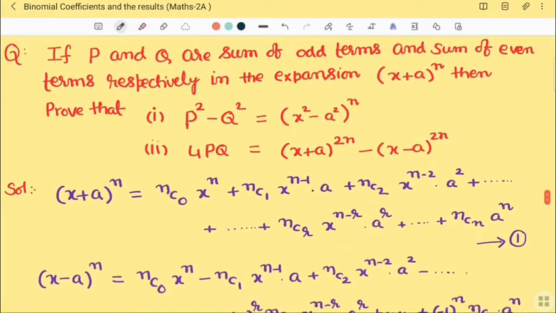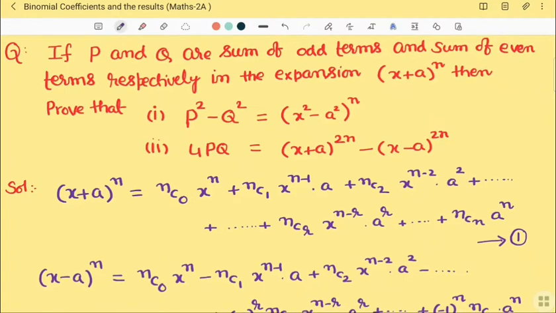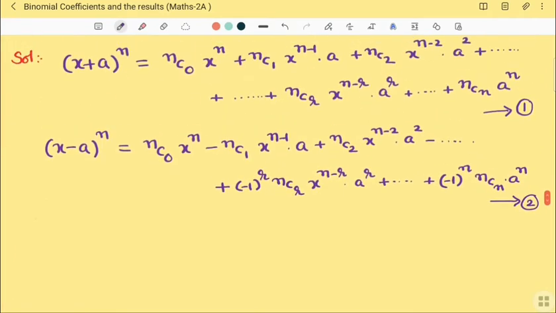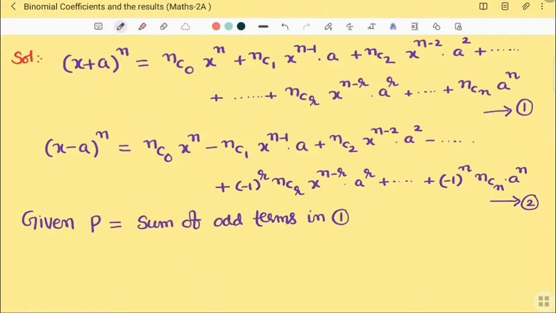P and Q are the sum of odd terms and the sum of even terms. P represents the sum of odd terms, Q represents the sum of even terms. So separately I am writing here. Given: P equal to the sum of odd terms in the expansion 1.